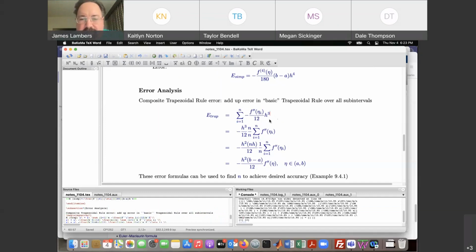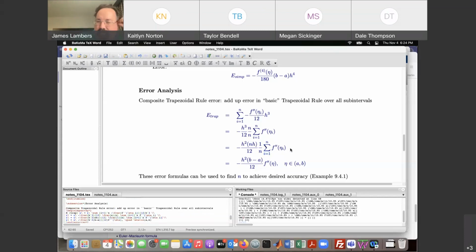So then what I do is I go ahead and pull out what I can, the minus h cubed over 12, and then I multiply by n over n. And the reason for that is an n in the numerator, I pair with one of the h's, and that'll lead to a factor of b minus a, and then times h squared. And then the other, I lump in with a summation. So what I have here is an average of values of f double prime at unknown points from each subinterval.